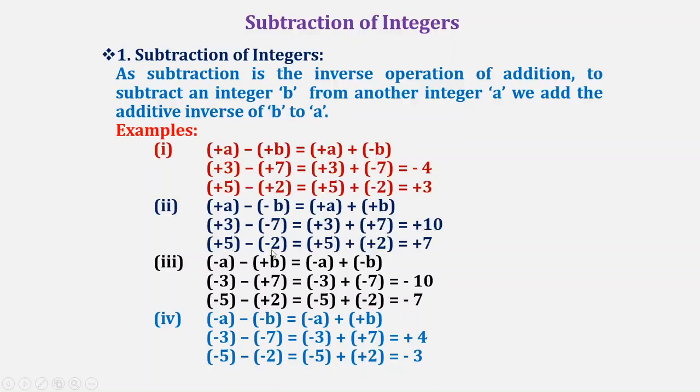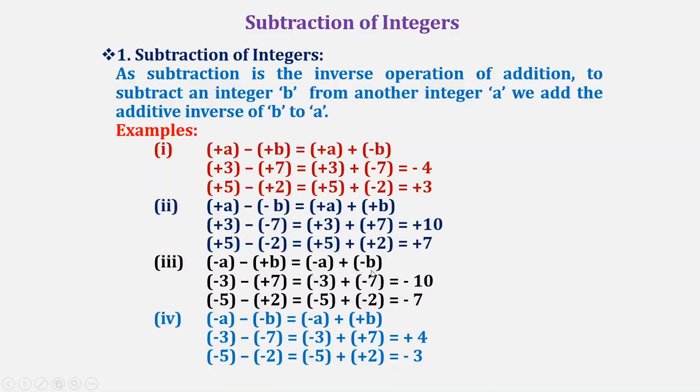Next, plus 5 minus of minus 2. So first convert the minus sign as plus here, and change minus 2 as plus 2, because plus 2 is the additive inverse of minus 2. So now it is 5 plus 2, which is equal to plus 7. It's very easy. Next, go to the third type, minus a minus of plus b. Now take this first number as it is, minus a only, and change the minus sign as plus sign, and change plus b as minus b, because minus b is the additive inverse of plus b.